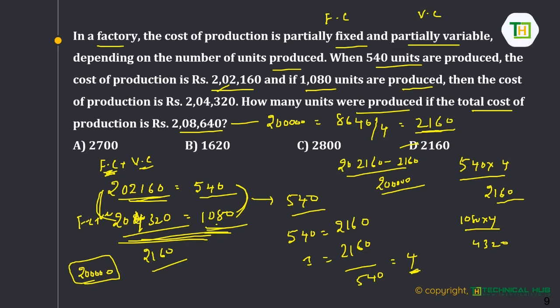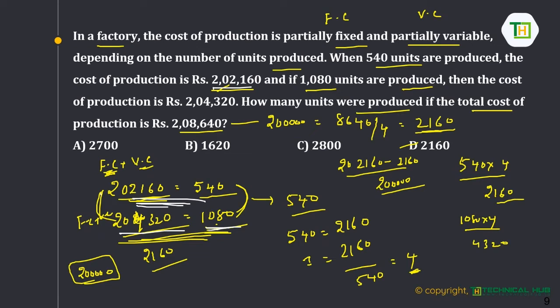When the production cost is 2 lakhs 8640 rupees, then how many units were produced? It's a very simple question. For 540 units, wait 1 second. Yeah. For 540 units, what is the cost of production? 2 lakhs 2160. And for 1080 units, the cost of production is equal to 2 lakhs 4320.